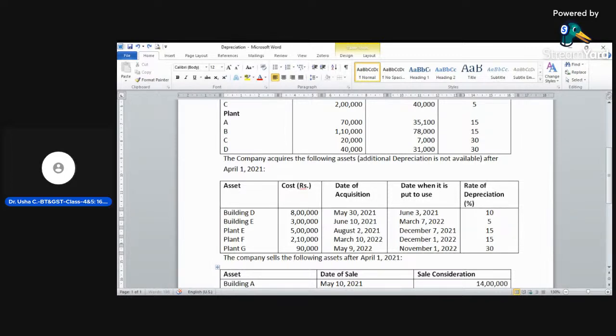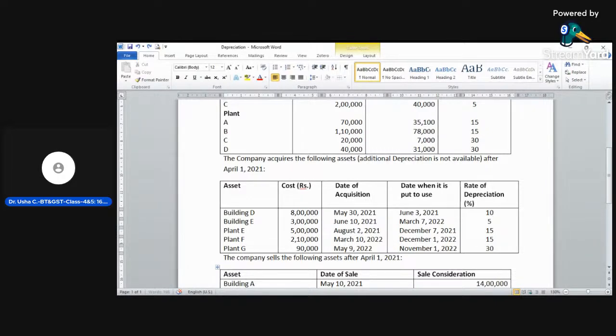It is purchased on August 2nd, 2021, put to use on December 7th, 2021, whereas the rate of depreciation is 15%. See, the rate of depreciation is 15%, whereas it was purchased on August 1 and put to use on December. If it is put to use on December 7th, can you calculate whether it is used for 180 days or less than 180 days? December 7th, the day of put to use, is also to be considered.